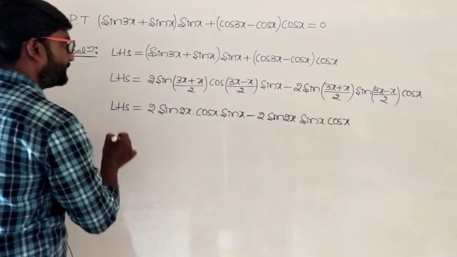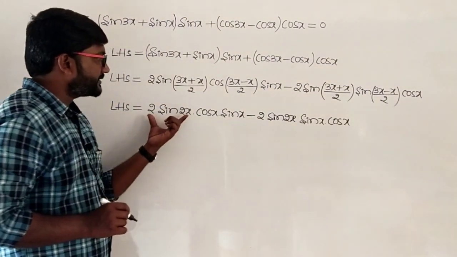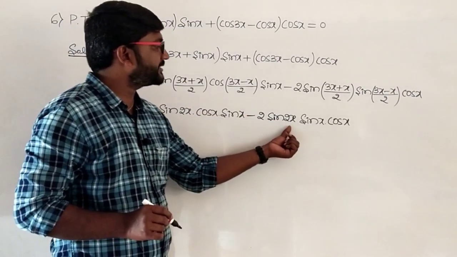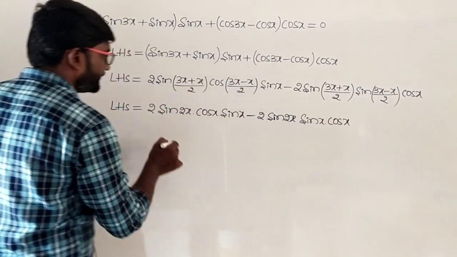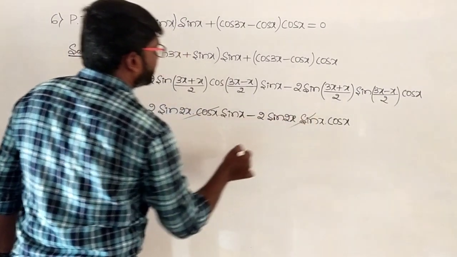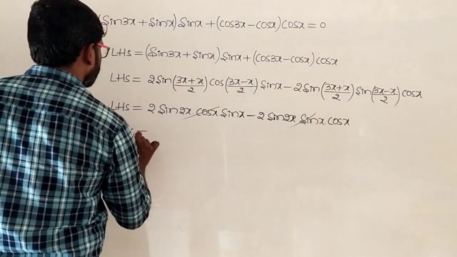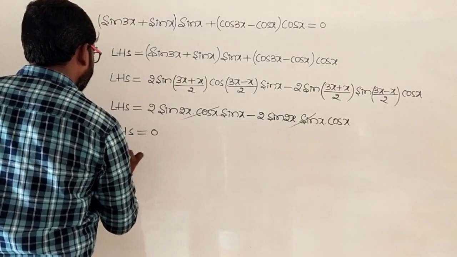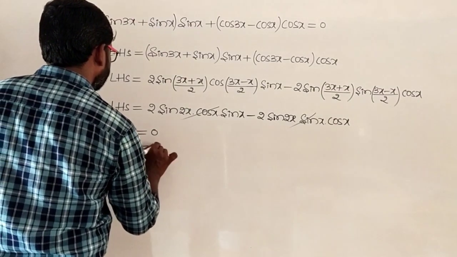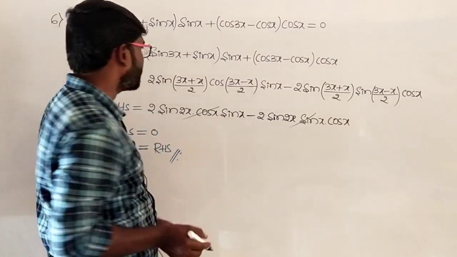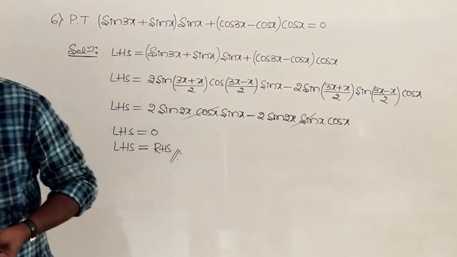So now see here, plus 2 sin 2x into cos x sin x and minus 2 sin 2x into cos x and sin x get cancelled. These two terms get cancelled. The answer is going to be 0. LHS equals 0. This is the required RHS. So this is all about the 6th problem.